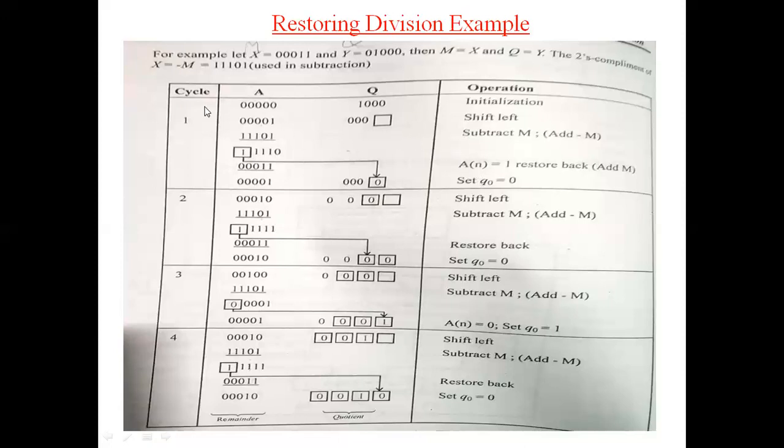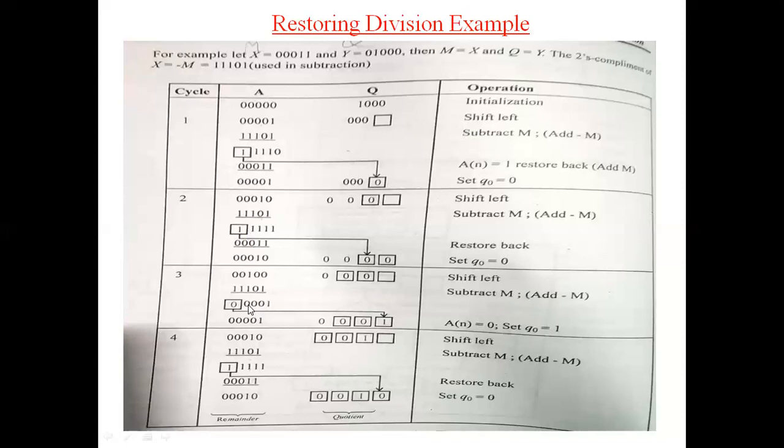Then the first cycle is completed and the second cycle starts. In the second cycle, the first step is shift left, then subtract M, then check the leftmost bit of A. It is 1, so Q0 equal to 0 and restore back. Then the second cycle is completed and the third cycle starts. In the third cycle, the first step is shift left, then subtract M and then check the leftmost bit of A.